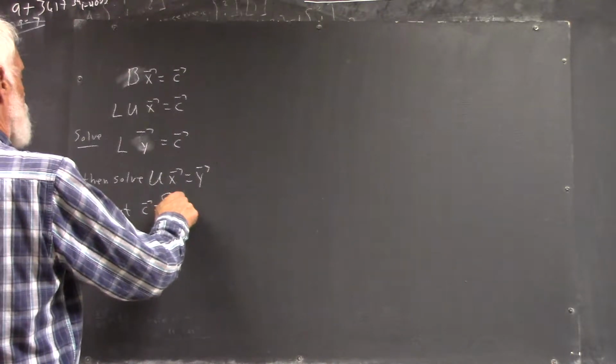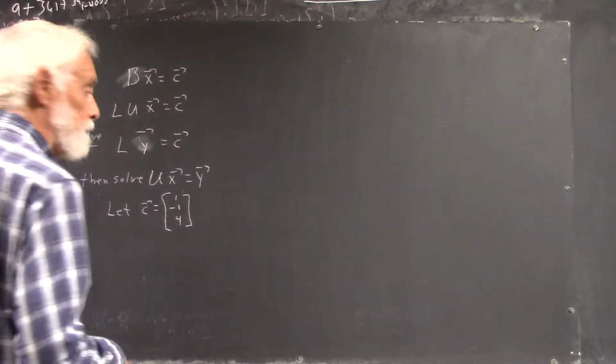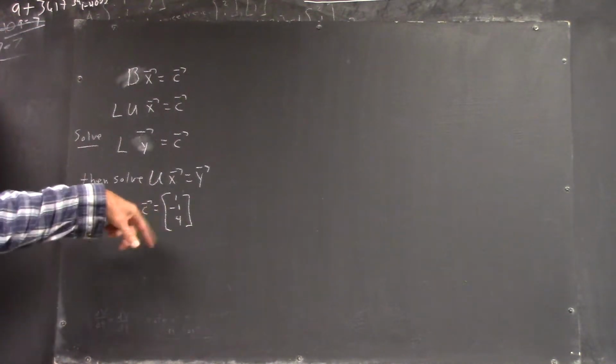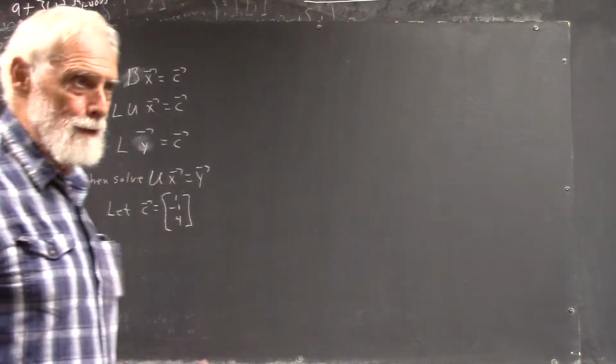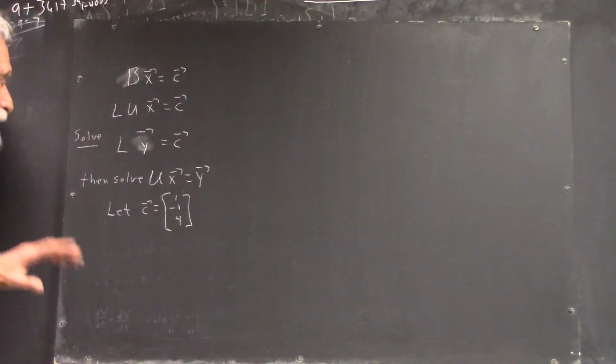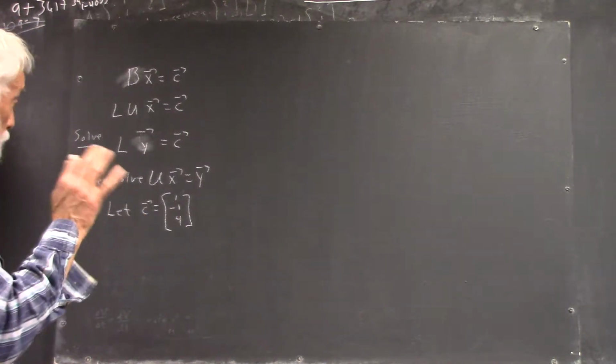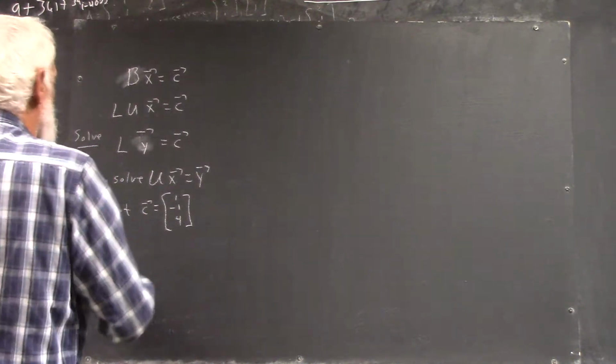Just for an example, let C equal 1, negative 1, 4. I've been wanting to write down that column vector for months. Finally feel okay. Not sure. I feel okay, but not because of that. Not that okay, you know, but kind of okay.